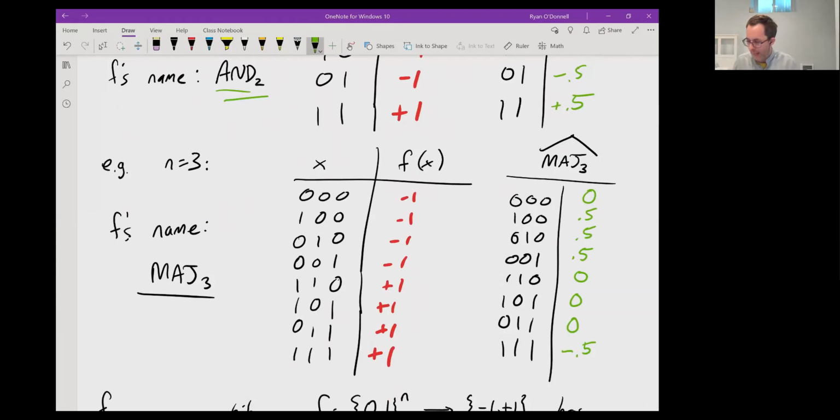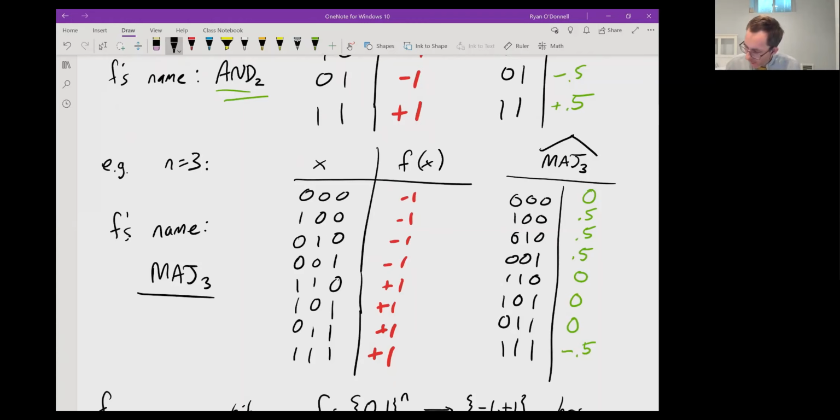In general, as I said, for every Boolean function, we'll have a different way of encoding it using these green numbers rather than these red numbers. These green numbers, you can see, are not necessarily integers. They're not zeros and ones. They're in general fractions. They'll always be between -1 and +1.